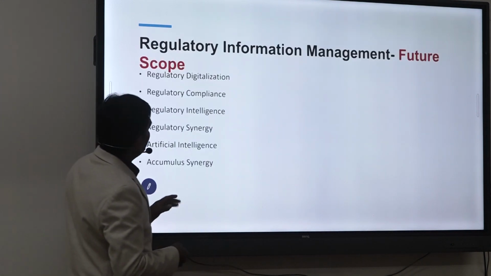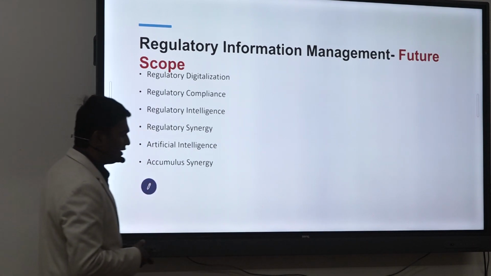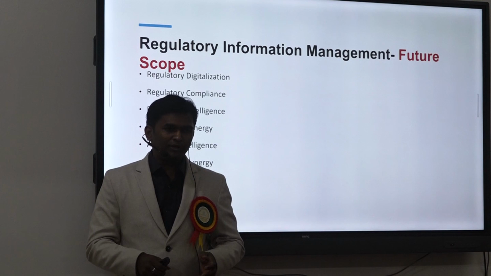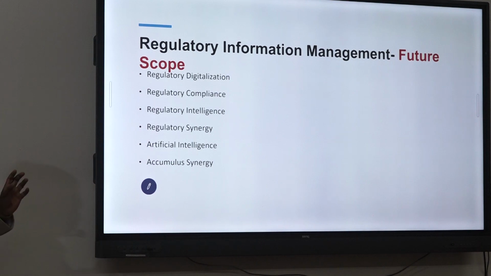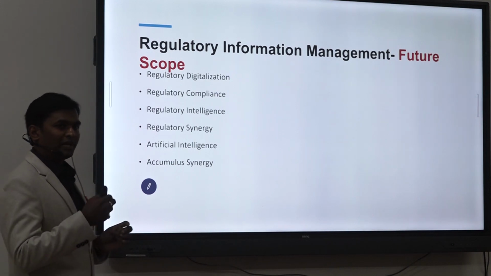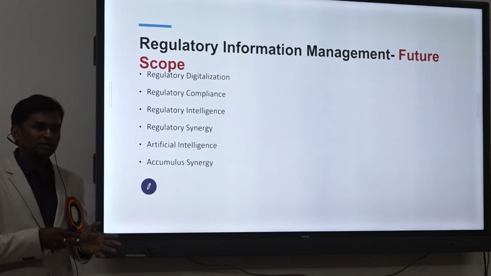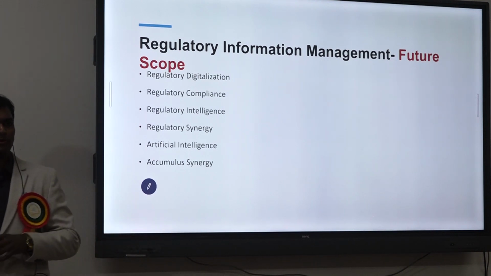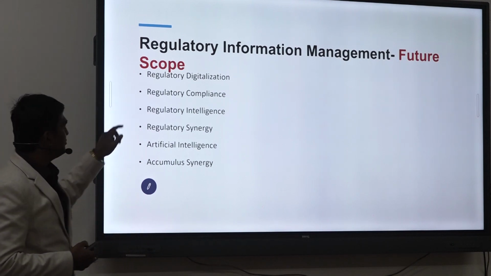Regulatory information management future scope. Regulatory digitalization. As we were talking about, regulatory digitalization is something like Google Pay, PhonePe; these are digital money platforms. In the same way, regulatory digitalization is about regulatory information management systems, because earlier we had paper dossiers and paper documents, and we gathered the data in Excel, Word or PowerPoint format. But nowadays, if we have regulatory information management or RIMS in place, we can gather the data on a single platform.